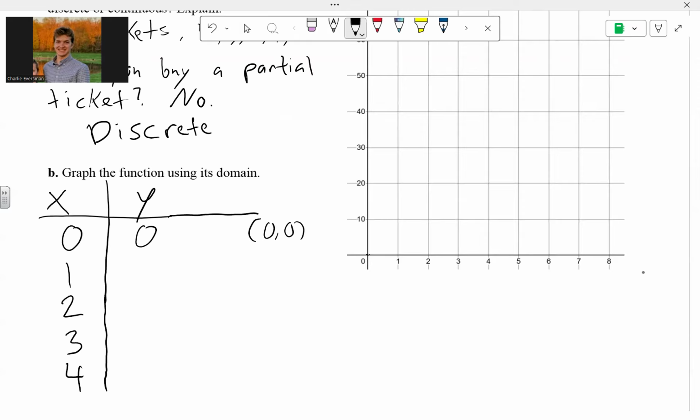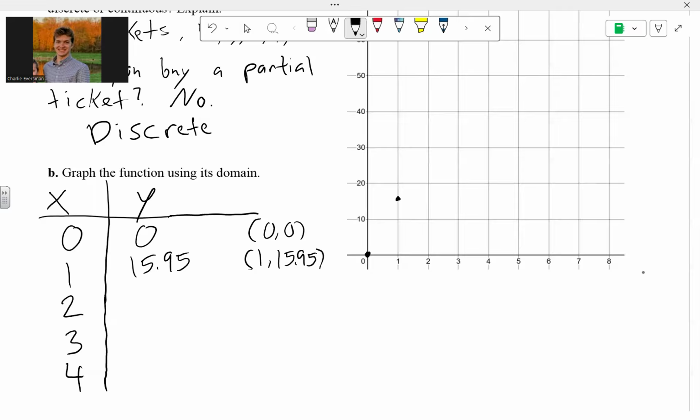All right, so maybe I'll throw that on my graph right away. The next point, I do 15.95 times 1. So that's 15.95. Right, again, I get the ordered pair 1, comma 15.95. And I can throw that on my graph, right? I don't have to be super precise, but somewhere between 10 and 20, I get that second dot.